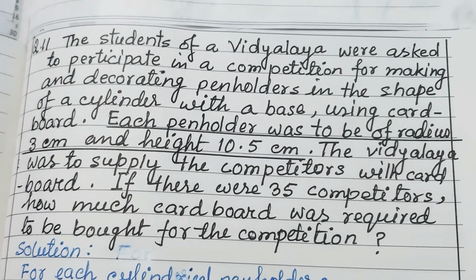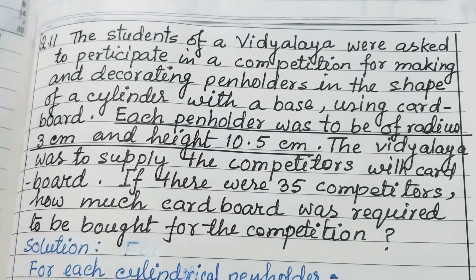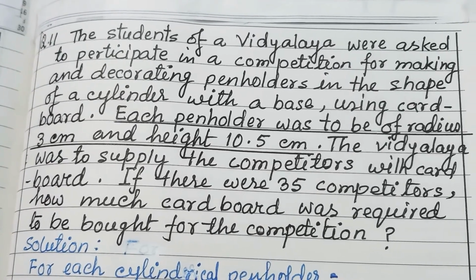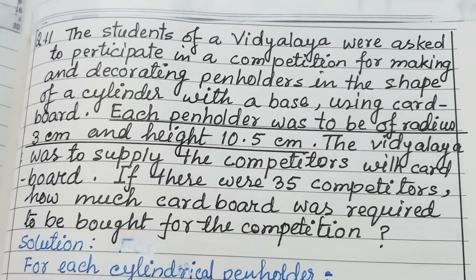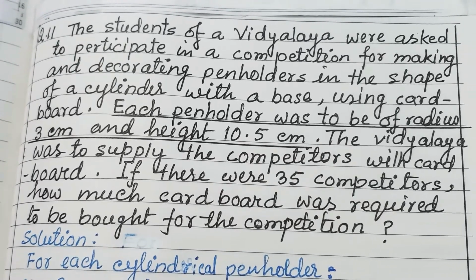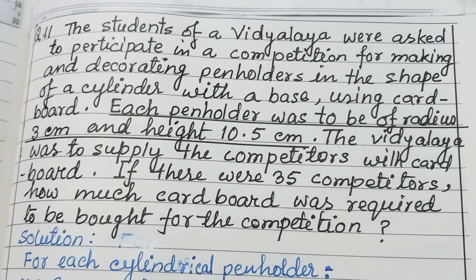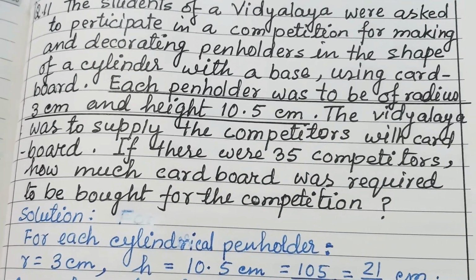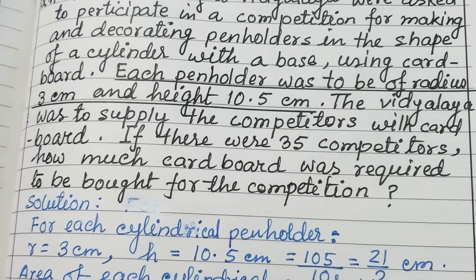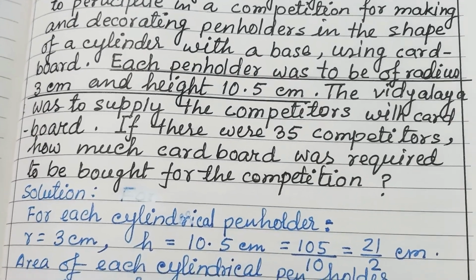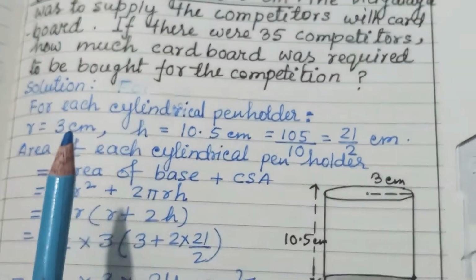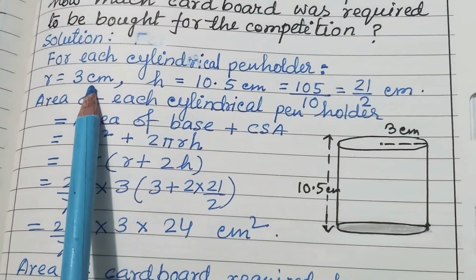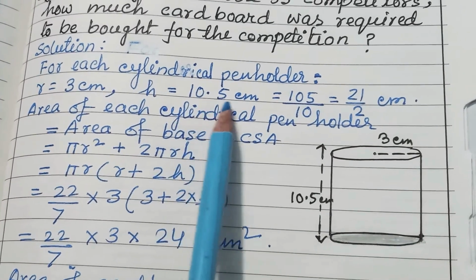Each pen holder was to be of radius 3 cm and height 10.5 cm. Okay, the Vidyalaya was to supply the competitors with cardboards. If there were 35 competitors, how much cardboard was required to be brought for the competition? Okay. Now for the pen holder, radius has been given 3 cm, height has been given 10.5 cm.